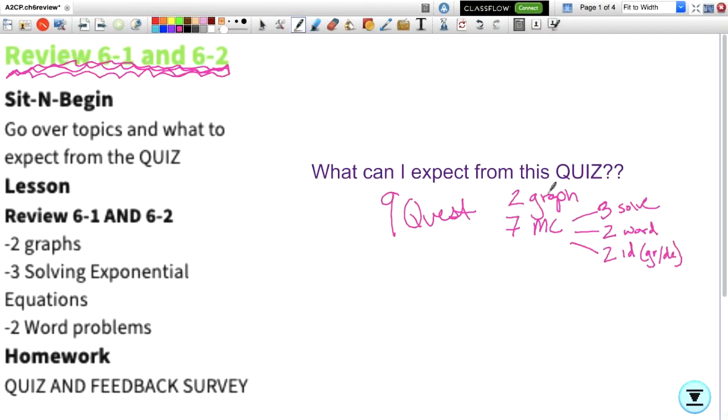So 2 of them are going to be graphing. The other 7 are multiple choice. 3 of them are going to be solving. 2 of them are going to be word problems that are still multiple choice. And then 2 of them are going to be identifying whether something is exponential growth or exponential decay.